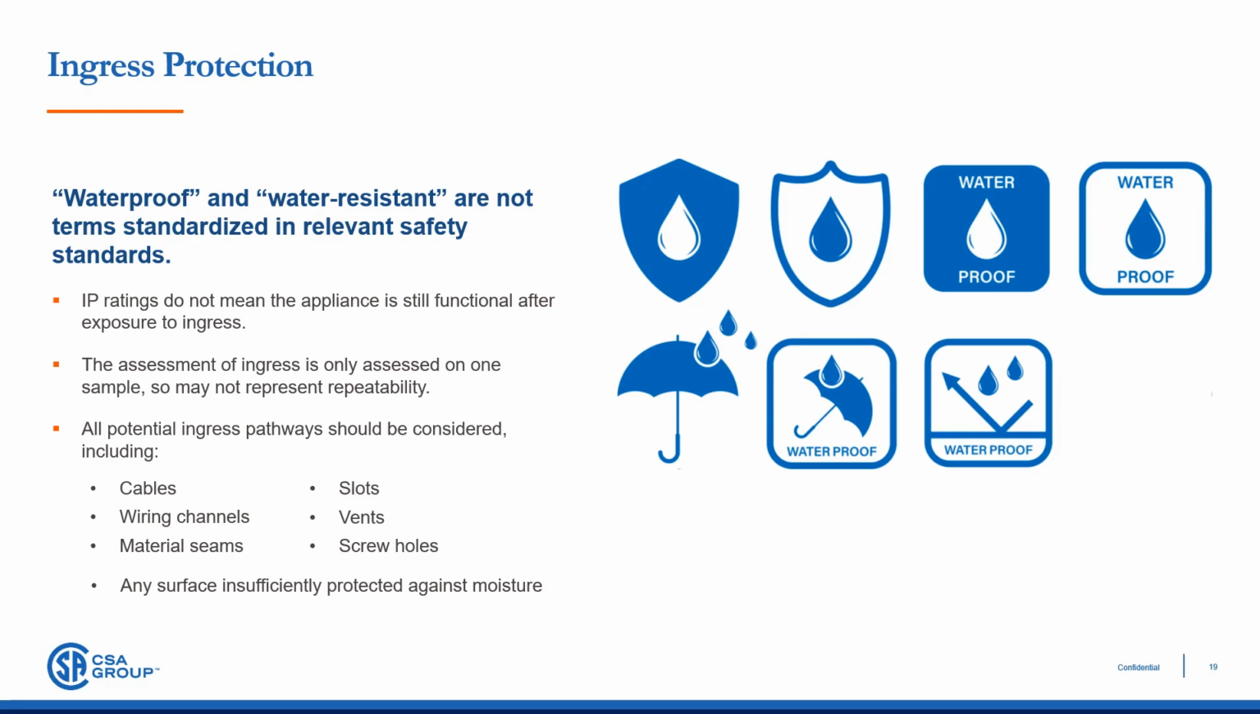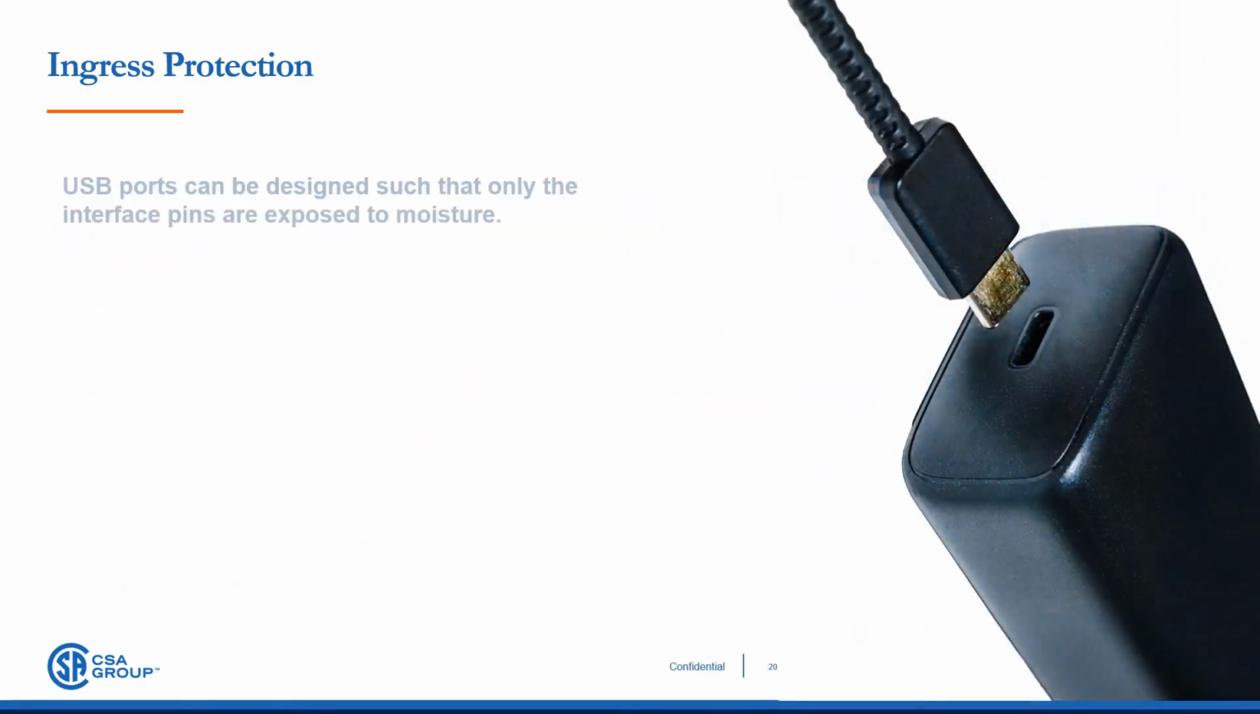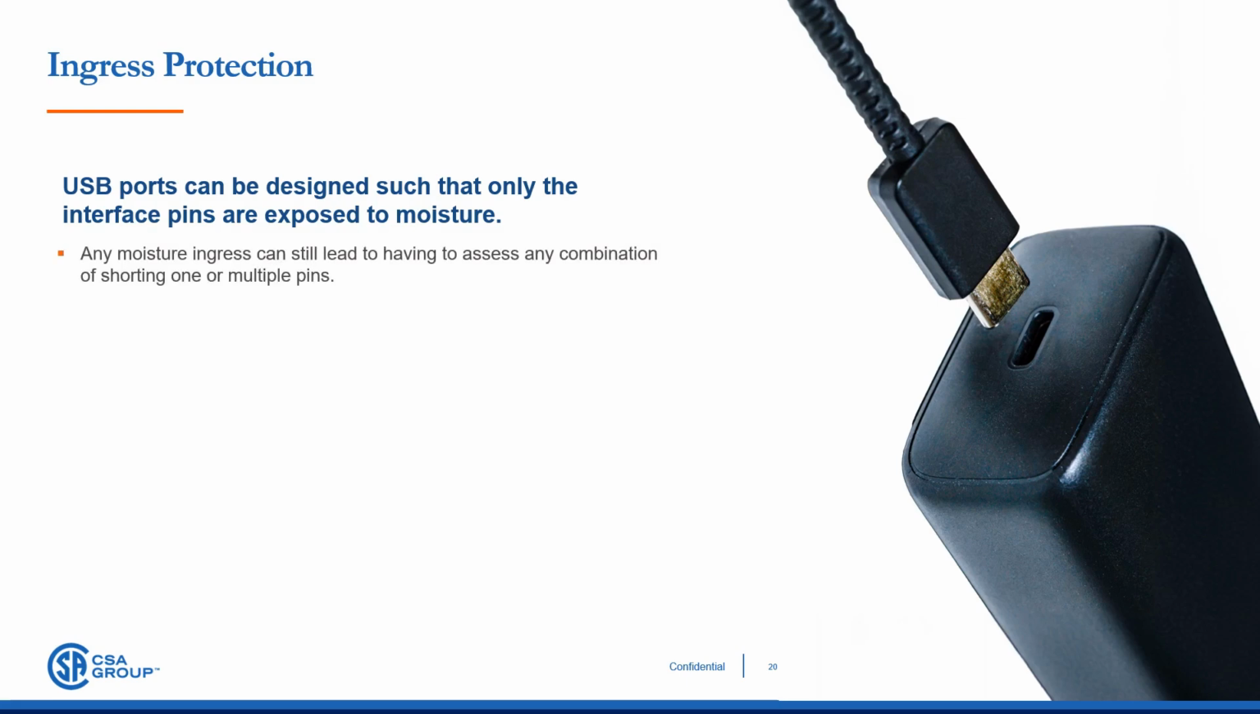USB ports can be designed so that only the interface pins are exposed to ingress. Although this limits the assessment, determining compliance can still be problematic. For instance, abnormal operation clauses require single electrical fault assessment, but moisture ingress can effectively lead to a situation where any exposed conductive part can simultaneously short to any other. Even where there are only a few current carrying pins, the number of possible shorting combinations becomes complex. Consequently, ongoing discussions remain focused on improving the standards in this area.